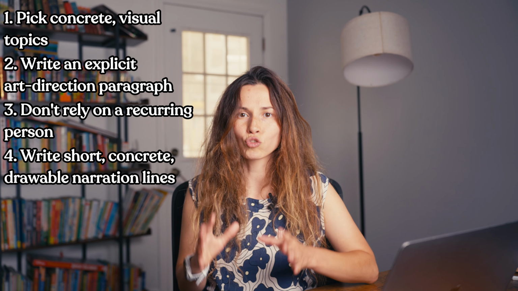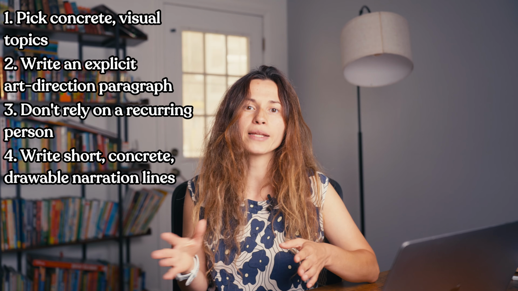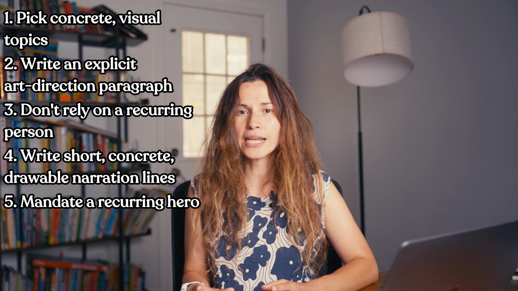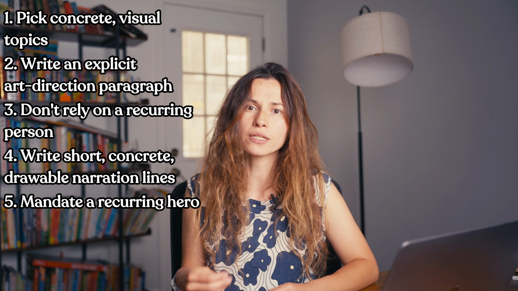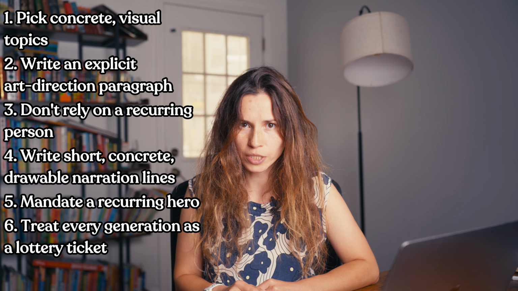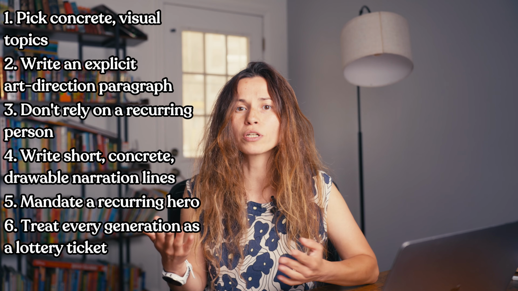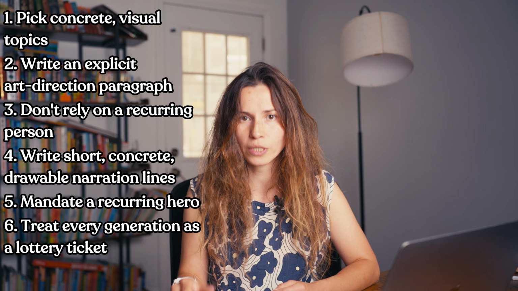Four, write short, concrete, drawable narration lines. It draws the words, so ban abstract phrases. Five, mandate a recurring hero, so no scene is an empty room. And six, treat every generation as a lottery ticket. Same prompt, different video. So reroll, cherry pick, and trim the weak opening in an editor if you need to. Follow those six and you'll get to good in one or two rolls instead of six.